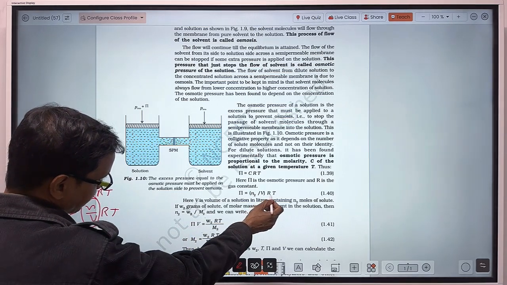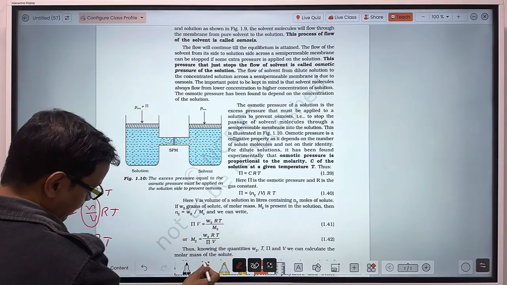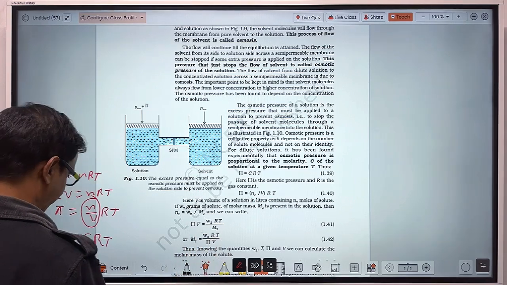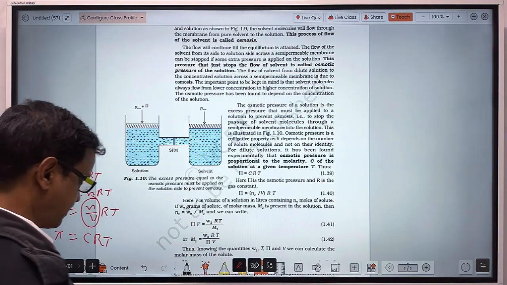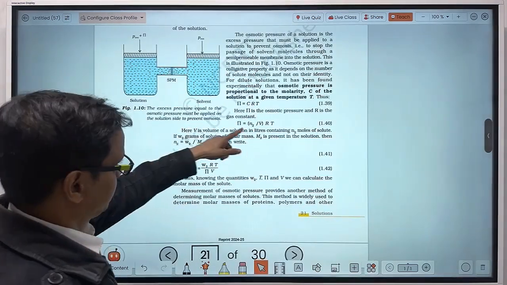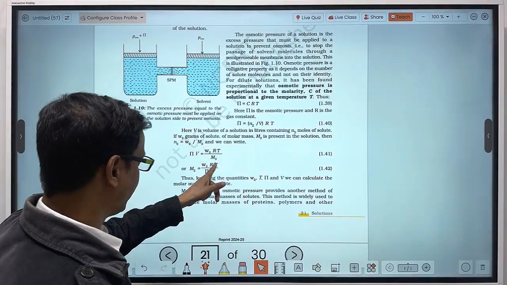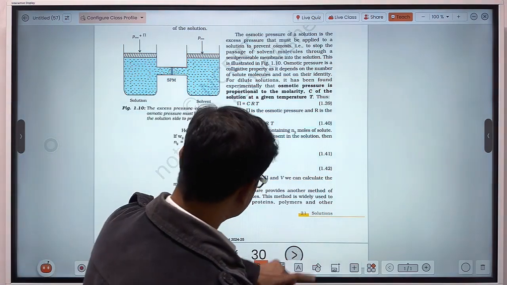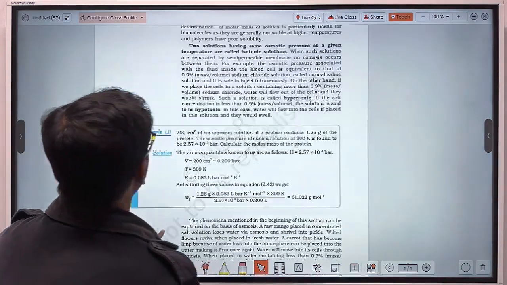And here in pi V, you put the value of n, and finally it will be M2 equals W2 RT by pi V. This one is very easy. The value of n you can put as W by M2, and RT. Now let's see.